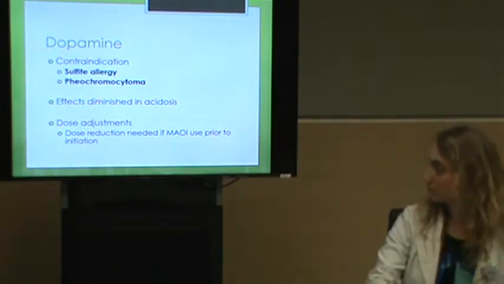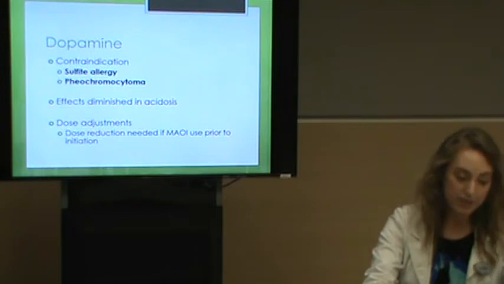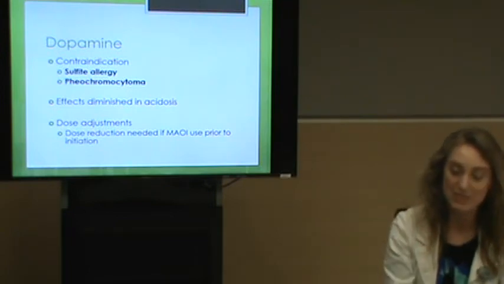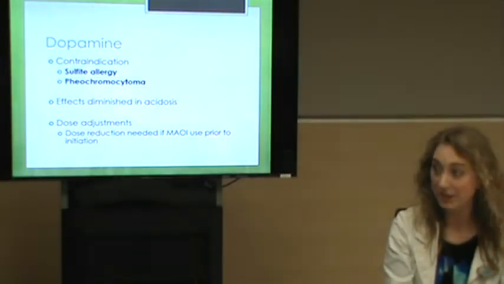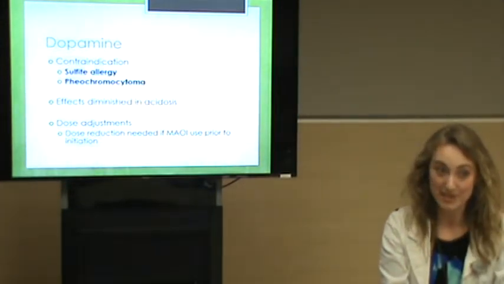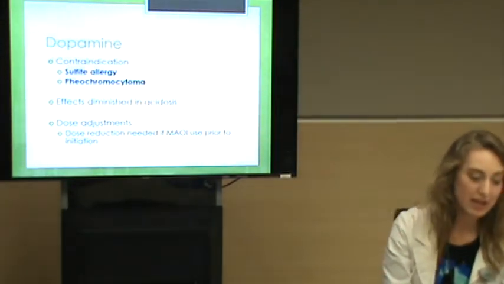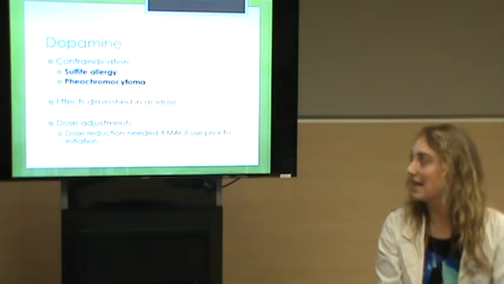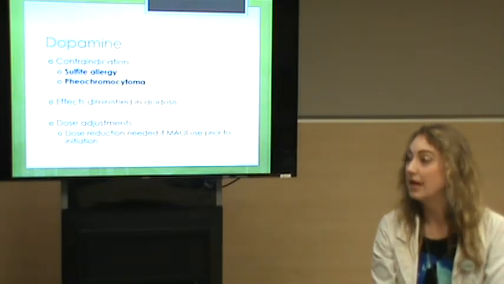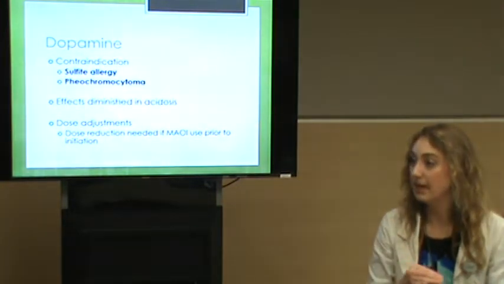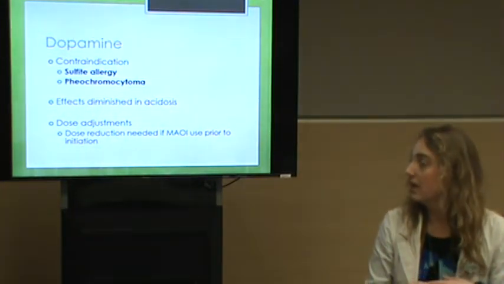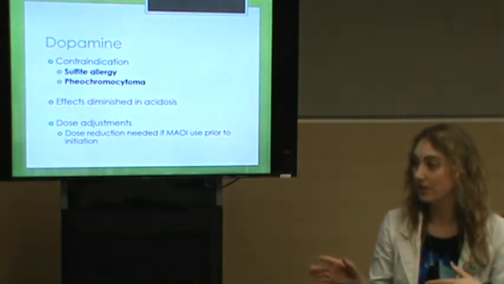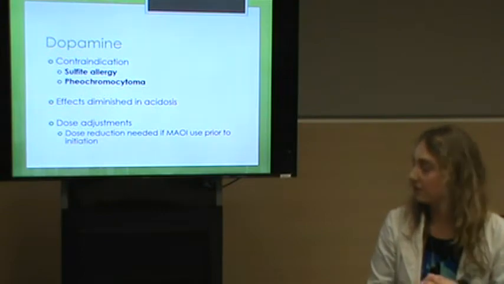So the other contraindication is pheochromocytoma, which is super rare, but very serious. So if the patient has that documented anywhere, do not use dopamine. The reason for that is that patients with pheochromocytoma, their tumor is secreting epi and norepi as well, and when it mixes with the dopamine that you're giving, it can cause some pretty toxic effects for that patient.